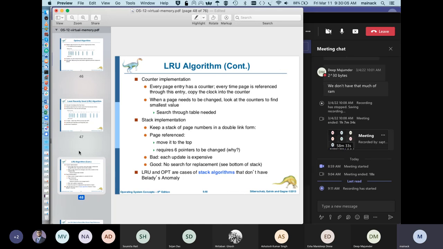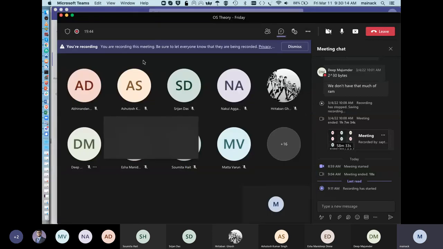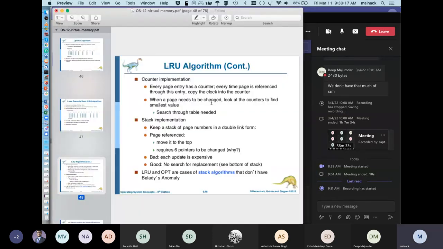Sorry. So why 6 pointers to be changed? Let's just see if there is anyone. Yeah, there are quite a few. So any idea why, for a doubly linked stack implementation, when you want to move one page to the top of the stack, 6 pointers need to be changed?